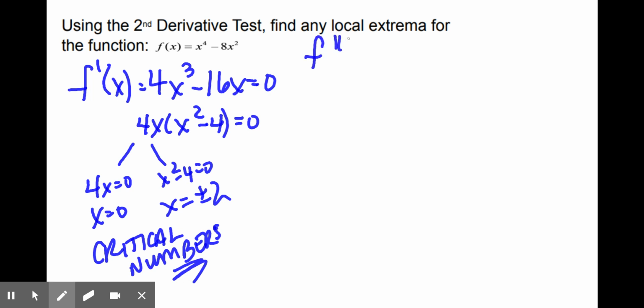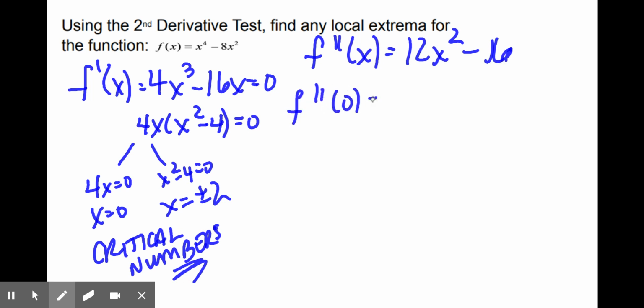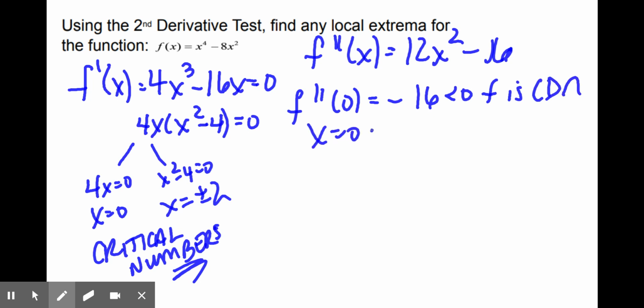All right, so let's go to the second derivative here. The second derivative is just going to be 12x squared minus 16, right? Okay, so now let's take each one of our critical numbers and plug them in. F double prime of 0 comes out to be -16. That's less than 0. F is concave down. It looks like this. X equals 0 is a relative min.